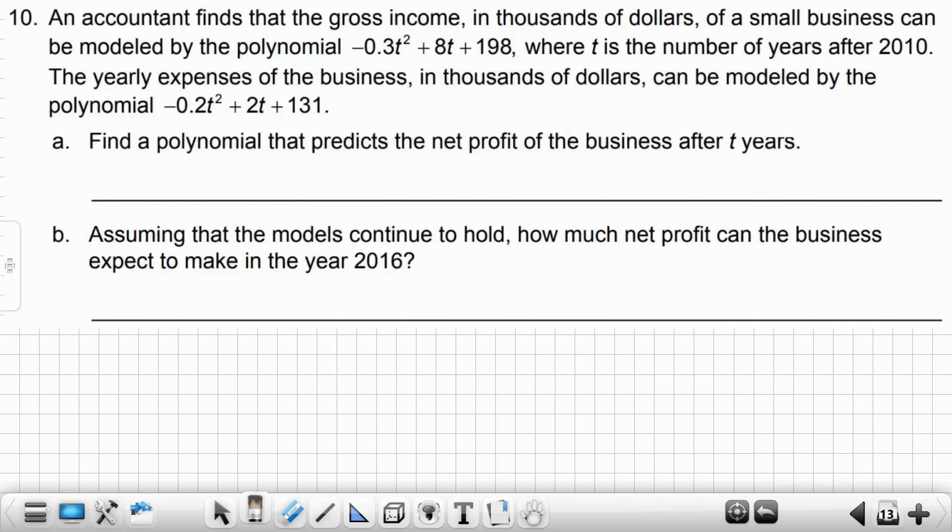So if our profit is negative 0.3t squared plus 8t plus 198, and our expenses are negative 0.2t squared plus 2t plus 131, what can model the net profit? So net is your gross profit minus your expenses, or sorry, plus your expenses. You know, minus plus.